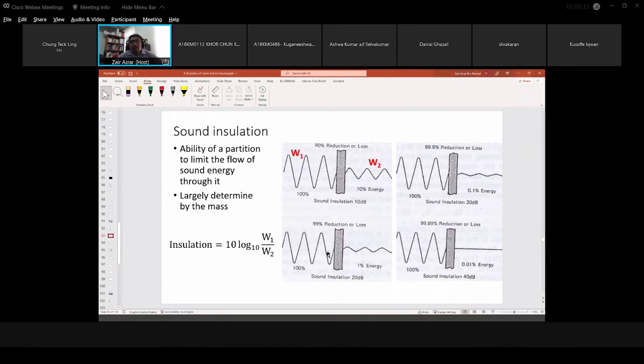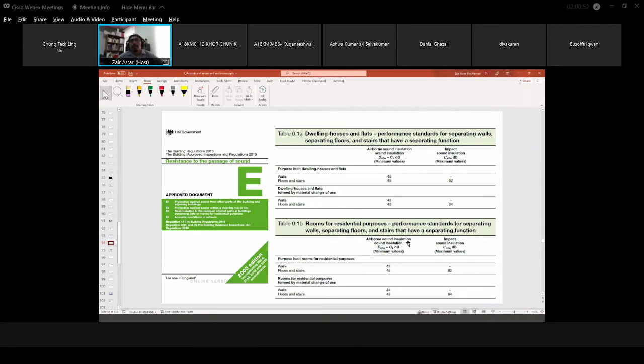So the performance of insulation is largely determined by the mass of the wall. Of course the wall cannot be porous, but it needs to be heavy as well to prevent sound from passing through it. So sound insulation requirement depends on the purpose of the room as well.